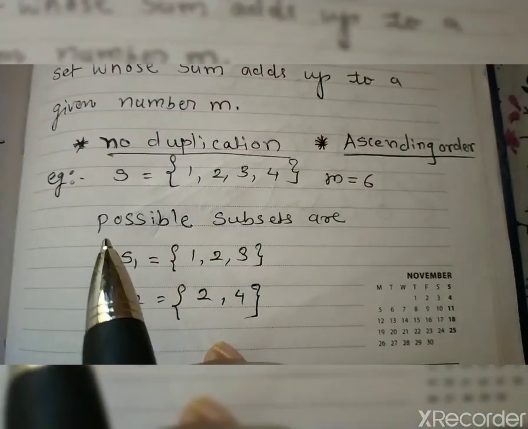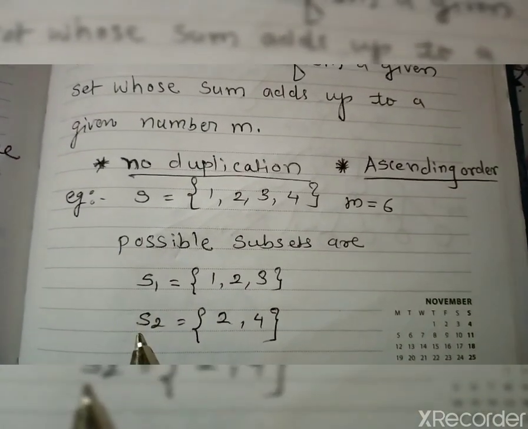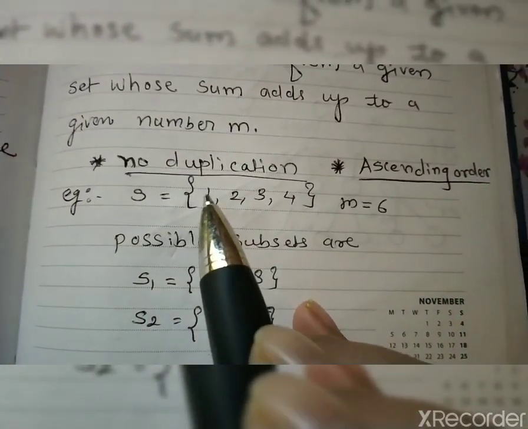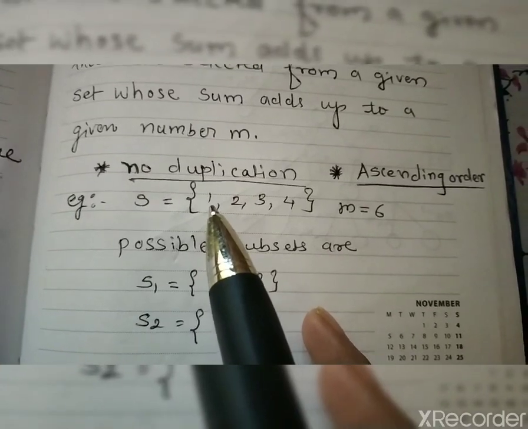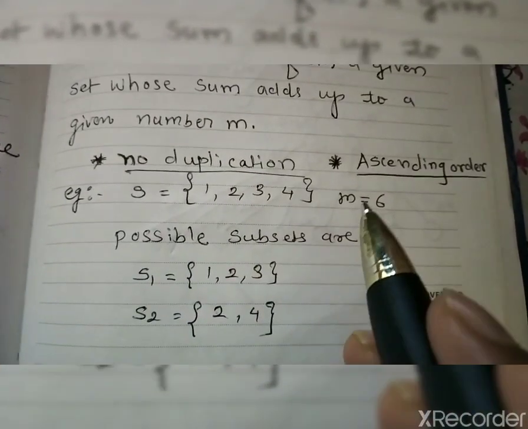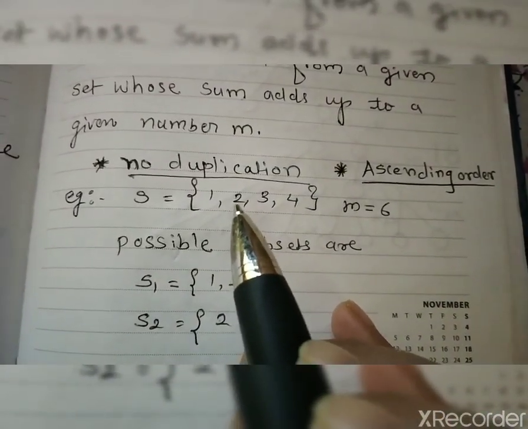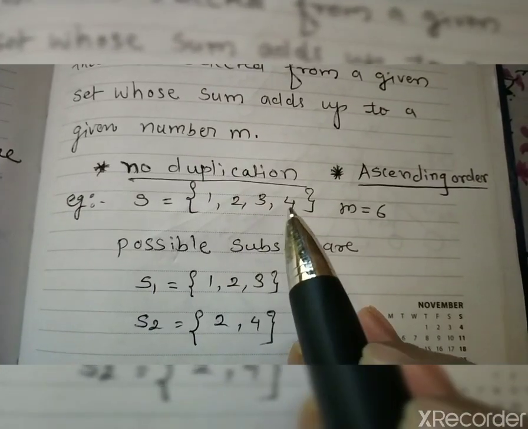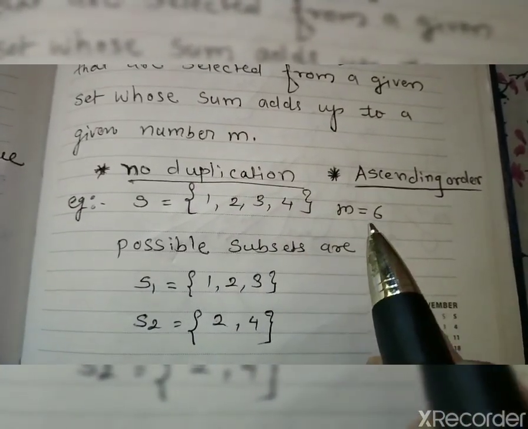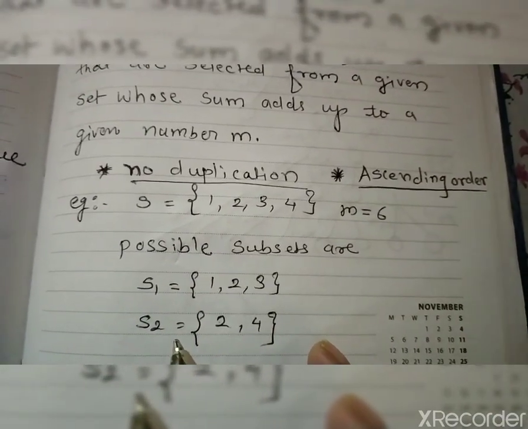So here two subsets are possible, which I have denoted as S1 and S2. For example, if I consider the numbers 1, 2, 3, then 1 plus 2 plus 3 is 6. Similarly, if I consider the numbers 2 and 4, then 2 plus 4 is 6. So likewise, we have got two subsets here.